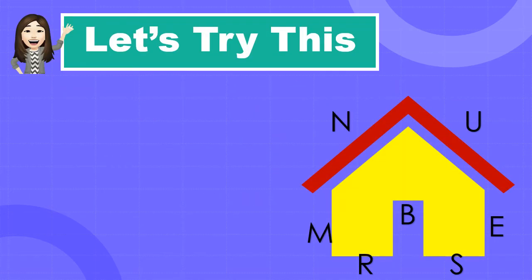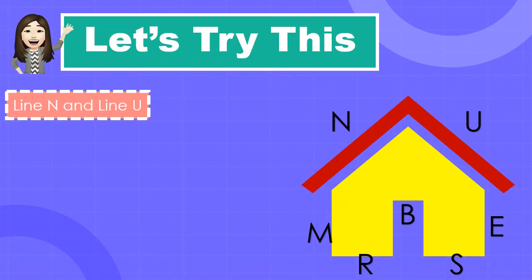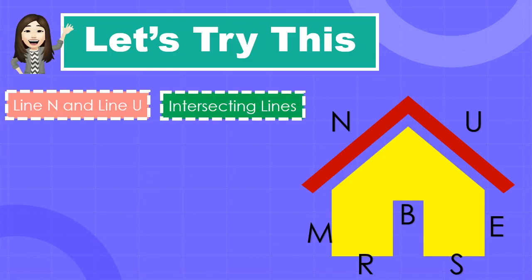Let's try this activity. I have here a house that has many lines. Each line has its name. Let's identify the type of pairs of line the figure shows. Line N and line U. Very good. It shows intersecting lines. If we extend line N and line U, they will meet at a certain point.